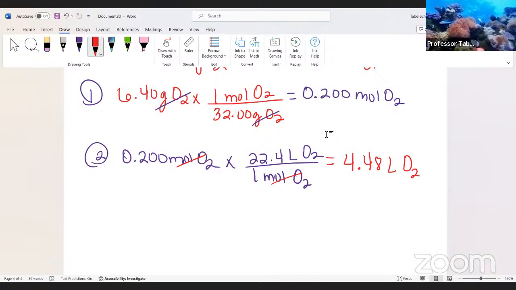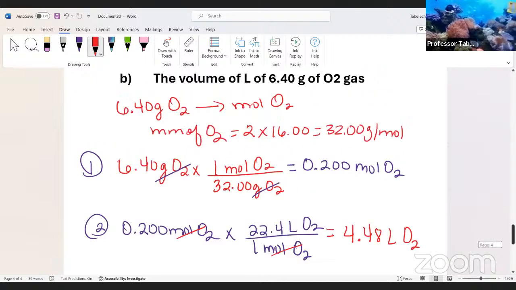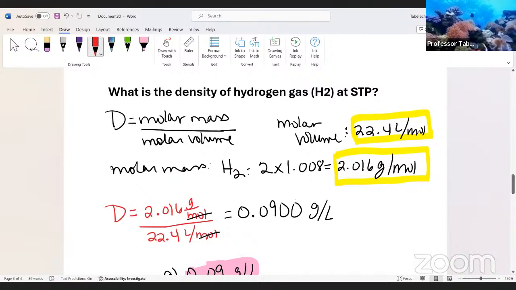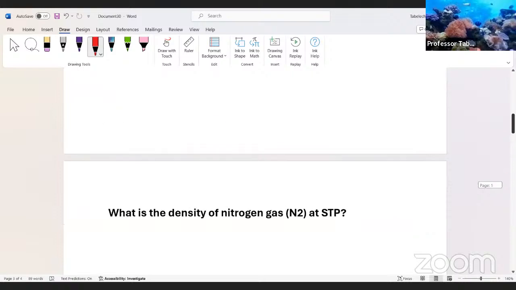If you're having to calculate the density, you're doing exactly what we did up here in this step. So if I gave you, let's say CH4, methane gas, or propane, C3H8, first thing you would have to do is find the molar mass of your particular compound, and then divide that molar mass by the molar volume of 22.4 liters. That's it. That is it for those types of examples. Now, let's get to the ideal gas law.